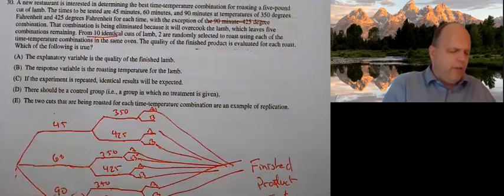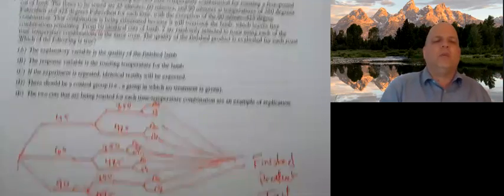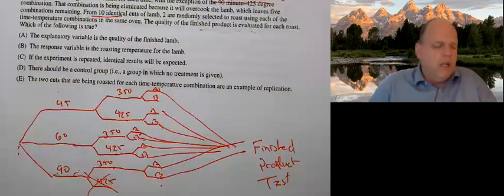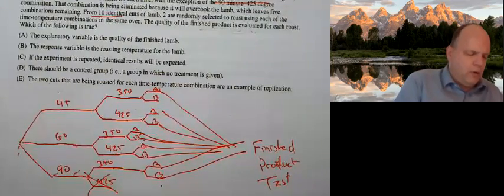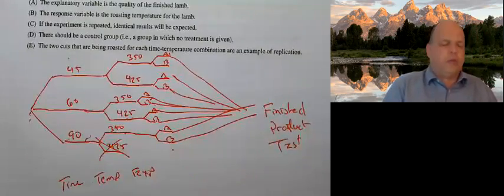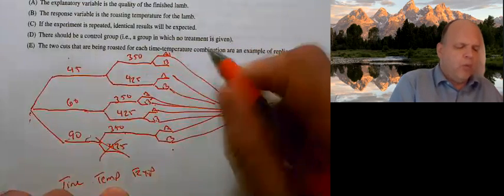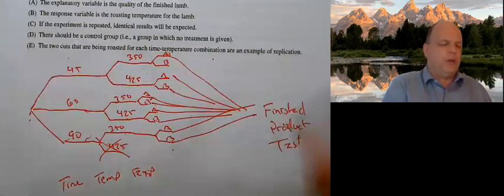So in this case, this is an explanatory variable. We have 2 explanatory variables, which happen to be time and temperature. So time and temp are explanatory variables. We have our subjects, which are our 2 cuts of meat, and then we have our response variable, which is our finished product.